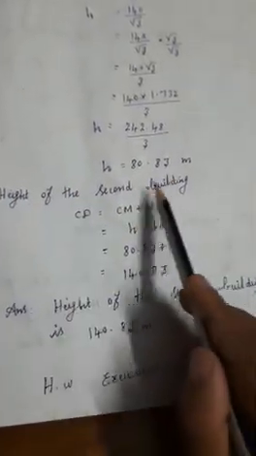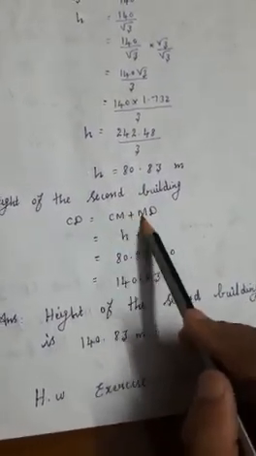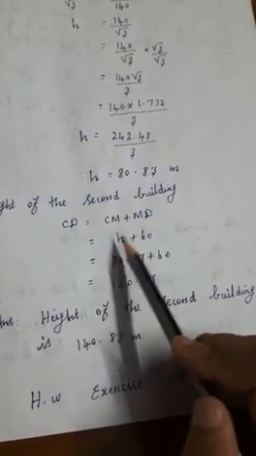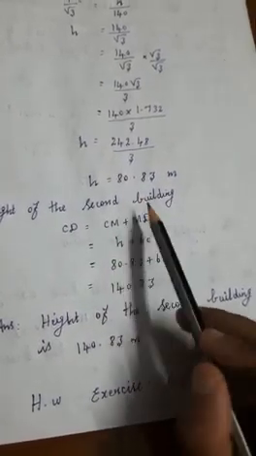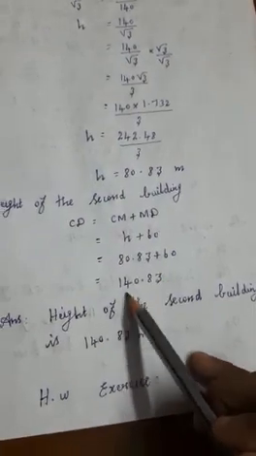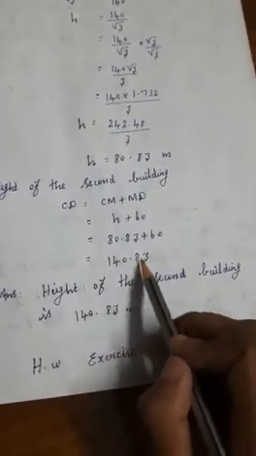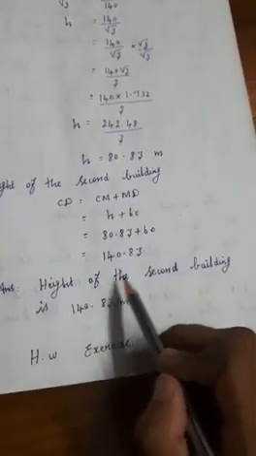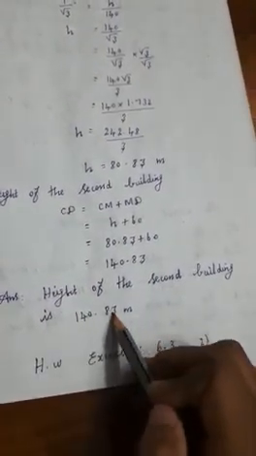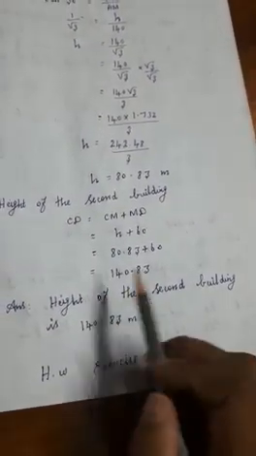So the height of the second building CD is equal to CM plus MD. CM you know is the height value you can apply here, plus MD, which you know is 60. If you add both, you have got the answer. Height of the second building is 140.83. So the answer you have to write is: height of the second building is 140.83 meters. Okay, so that is the answer.